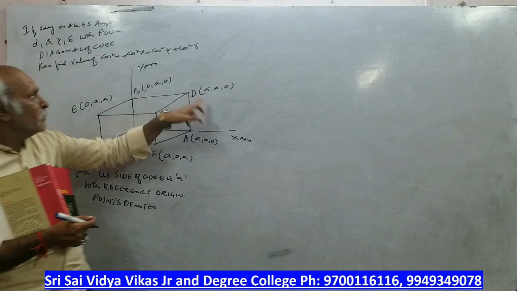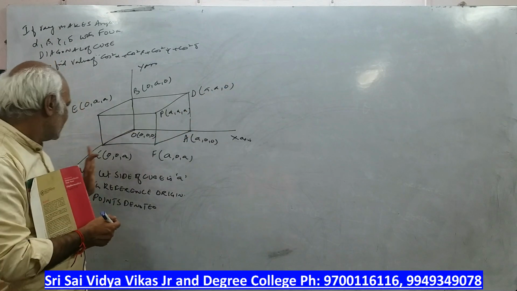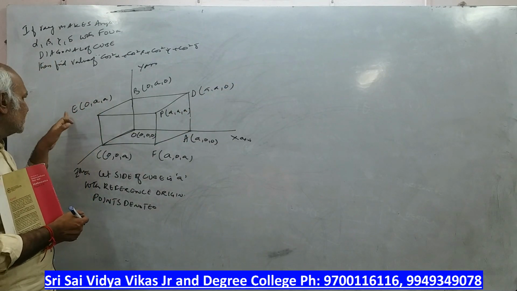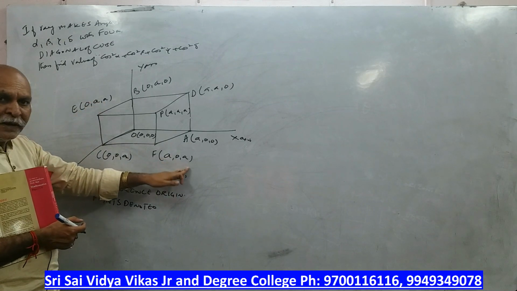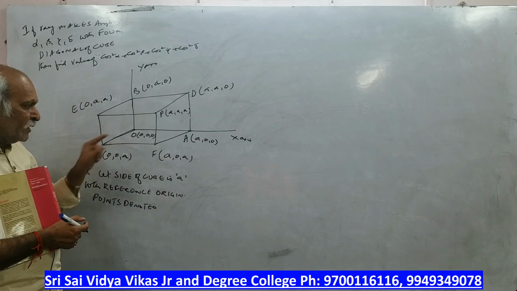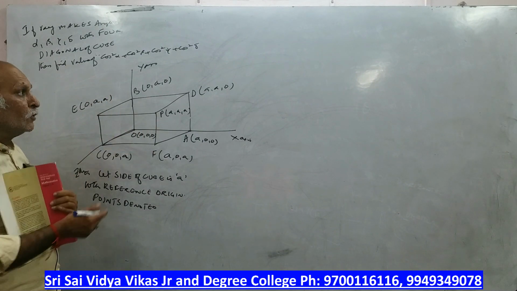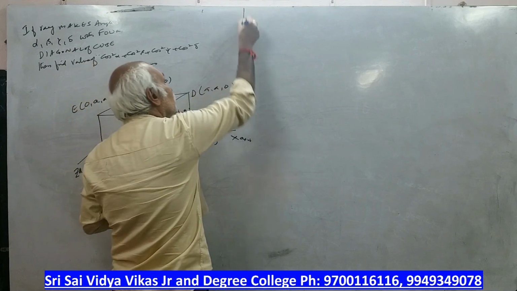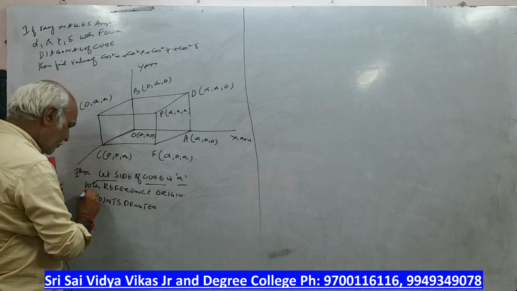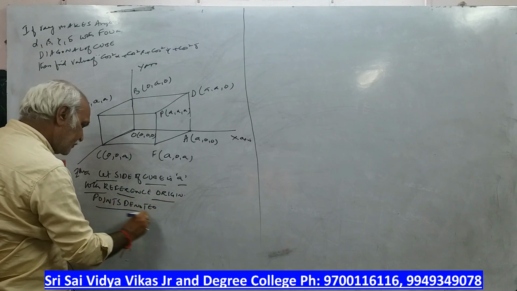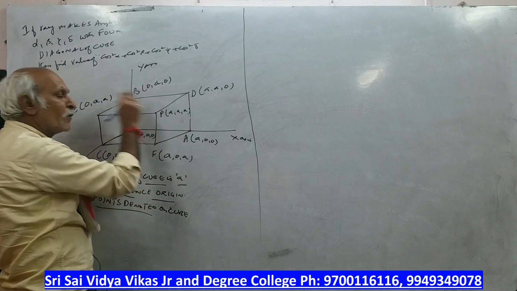Now, D is between x and y, so x value will be there, y value will be there, z will be 0. Between y and z, this will be (0, a, a). Then this is (a, 0, a), between x and z. And P is in the air, a three-dimensional figure, so (a, a, a). Now, we got the diagram. What is the statement? Let the side of the cube be A, with reference to the origin, points denoted on the cube. So all the points are identified.